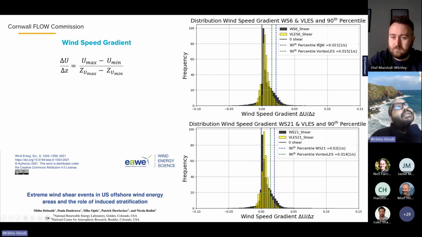To understand what we would call a high shear event, we decided to have a threshold, again borrowed from the paper, which is the 90th percentile. The 90th percentile for the measured and the model are similar, 0.021 and 0.015, with approximately 35% difference between the two. Anything above 0.015 is a high shear event for the model data, and anything above 0.021 is considered a high shear event for our measured data.